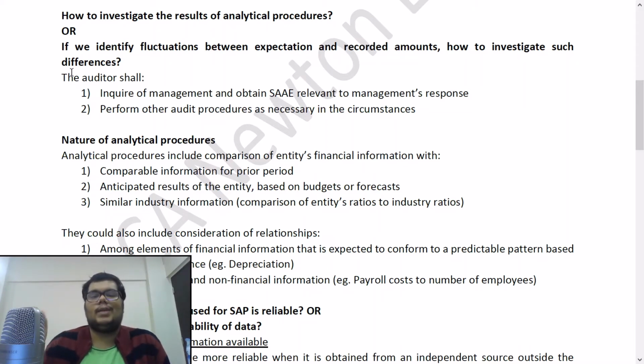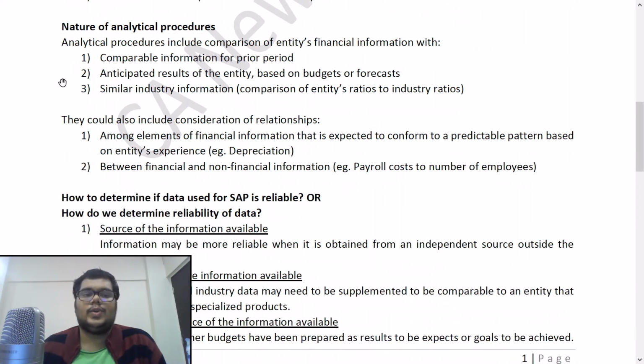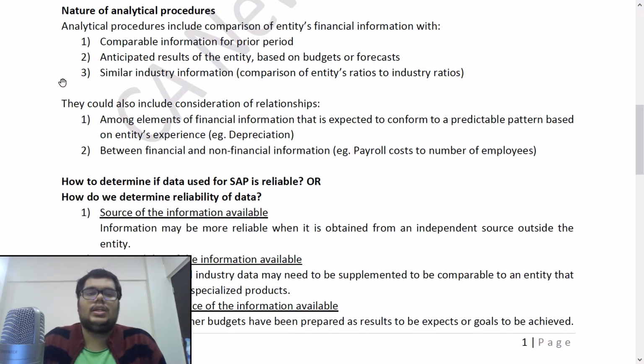you can break down employee benefit expenses into those four captions, and then you can compare the values of the previous year to the current year and see in which particular disaggregated caption you are getting a big difference, and try to analyze why the difference is coming in that particular disaggregated caption. Next question is nature of analytical procedures.